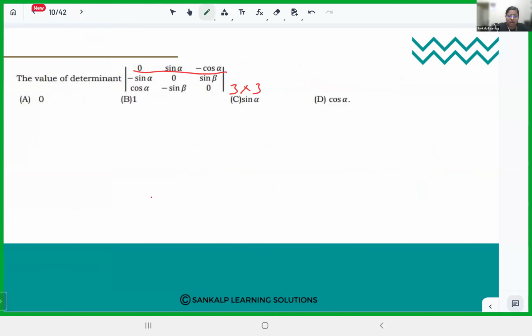Okay, since it has a 0, I am going to expand it along the first row itself. You can take any row or any column. So I am taking the first row itself. First, you take the first element, which is 0. 0 into the minor: you have to delete this column and this row, so it will be 0, sine beta, minus sine beta, 0.